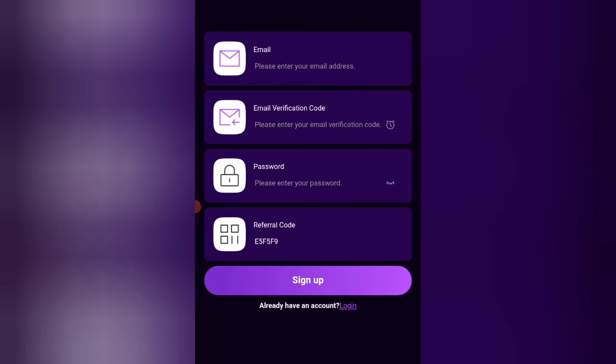Do not edit any referral stuff. So just enter mail, click on this clock icon, create a password, and click on sign up. Then you log in, and that's all.